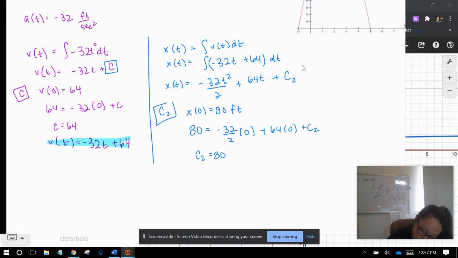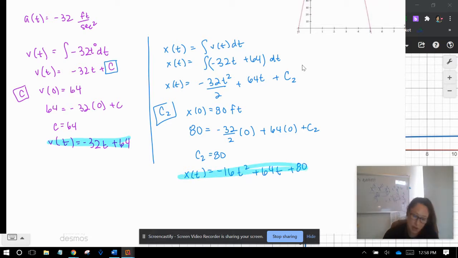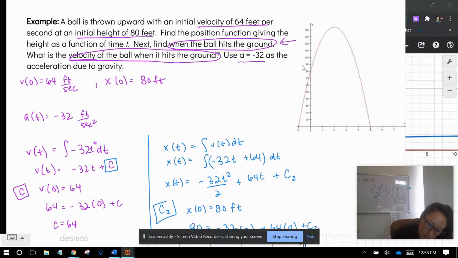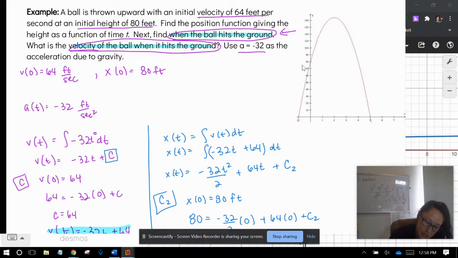So our particular solution is x of t is equal to negative 32. Oh wait, negative 16, let's simplify that. t squared plus 64t plus 80. And we're going to save that in our back pocket right now. All right, so now we're down to our real work. When does the ball hit the ground and what is the velocity when it hits the ground?